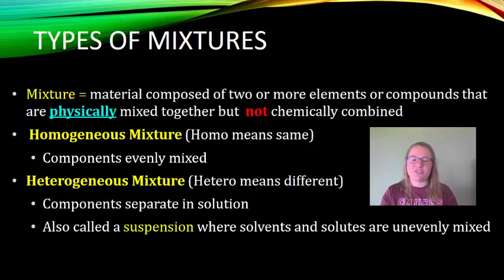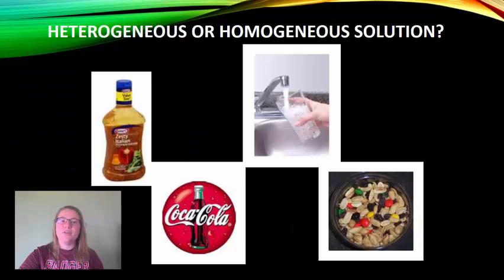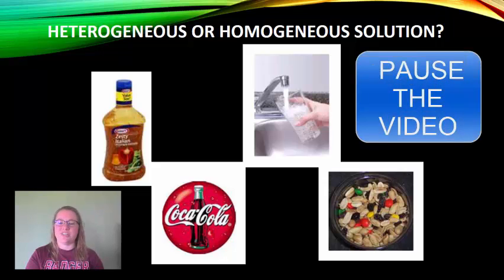So a heterogeneous mixture means you have a bunch of different components. So the prefix hetero means different. So homo means same, hetero means different. So in a heterogeneous mixture, if you take a sample from a bunch of different points, they're not all going to be the same. So let's practice this really quick here. Take a moment, see if you can identify if each of these are homogeneous or heterogeneous. Go ahead, pause the video, see if you can figure it out.